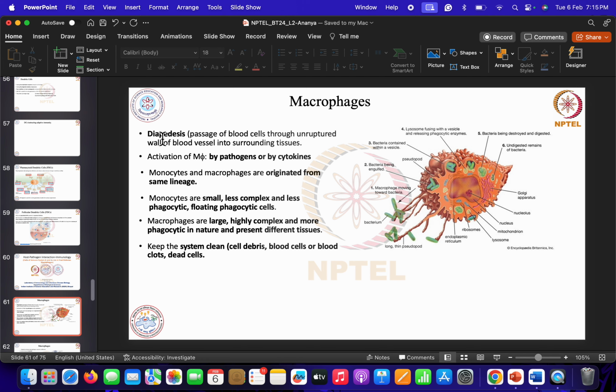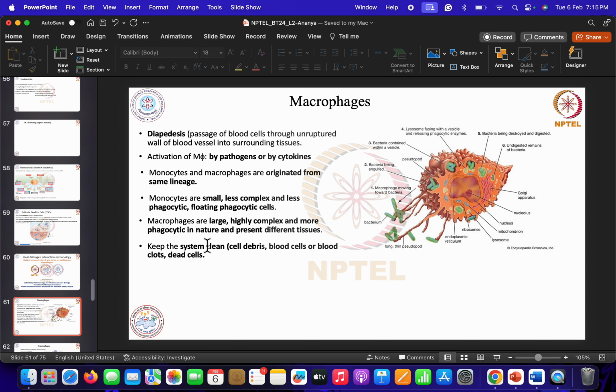Macrophages. Diapedesis is the passage of blood cells through the unruptured wall of blood vessels into surrounding tissue. The process is called diapedesis. Activation of macrophages occurs by pathogens or by cytokines. Monocytes and macrophages originate from the same lineage. Monocytes are small, less complex and less phagocytic, floating cells. Macrophages are large, highly complex and more phagocytic in nature, and are present in different tissues.